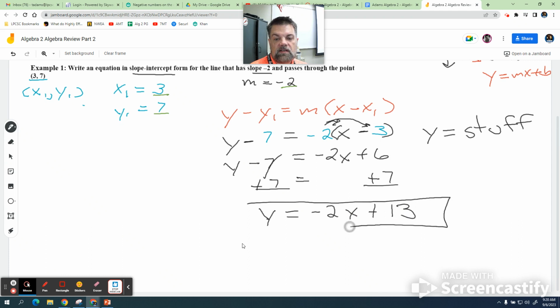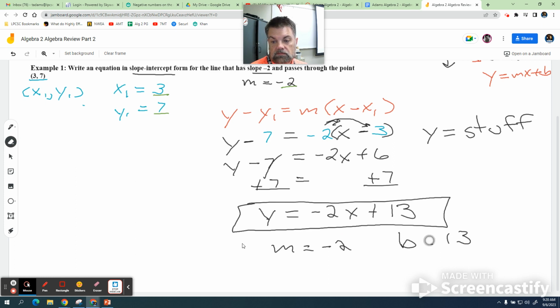That is the graph. Now, we know that the slope was -2. They told us that. But what's the y-intercept? +13. The y-intercept is +13.